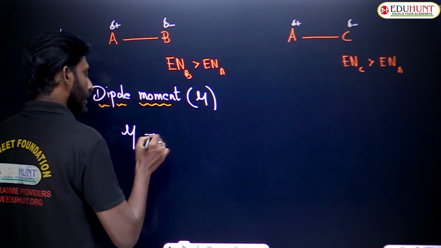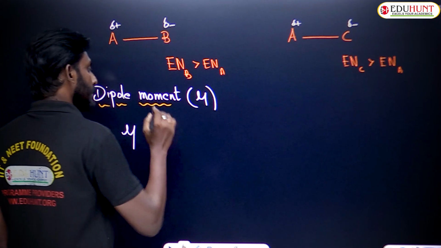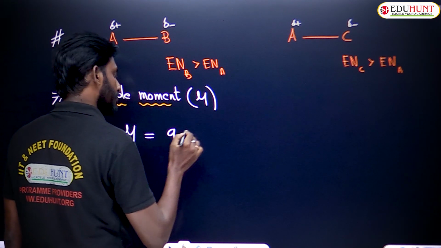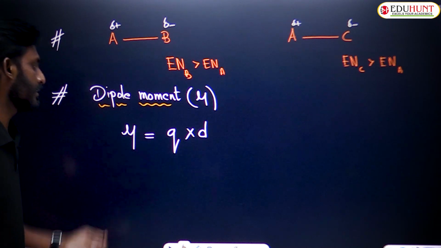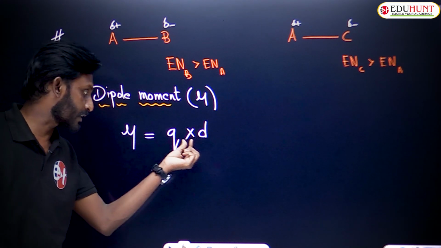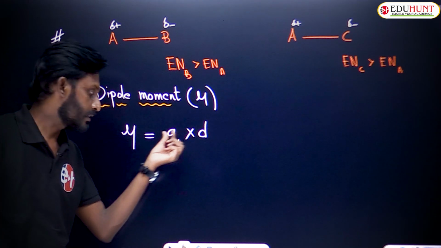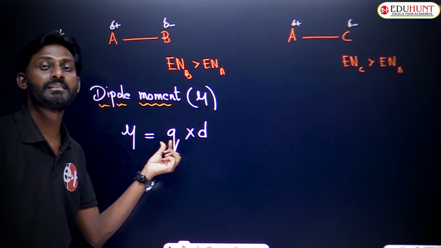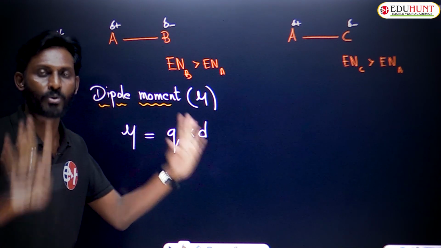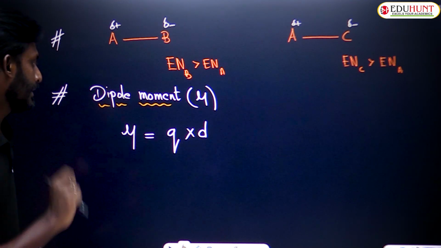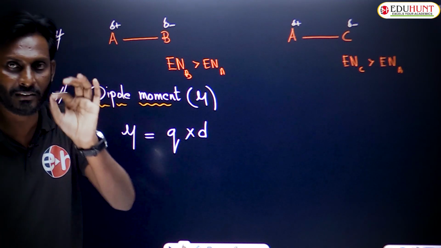Dipole moment is the product of the charge developed and the distance between the poles. That means dipole moment is the product of the charge on the poles and the distance between the poles. But here one thing is a must: here I have expressed the charge as a partial delta symbol.